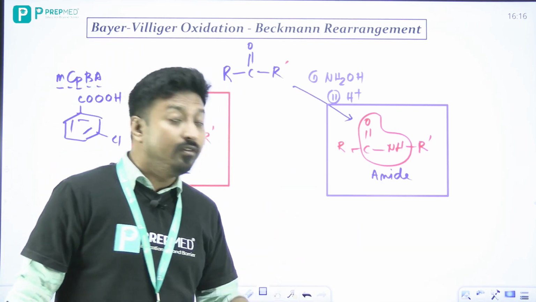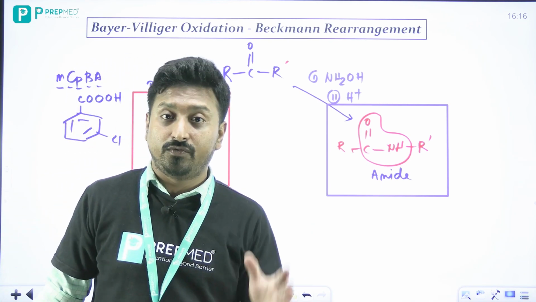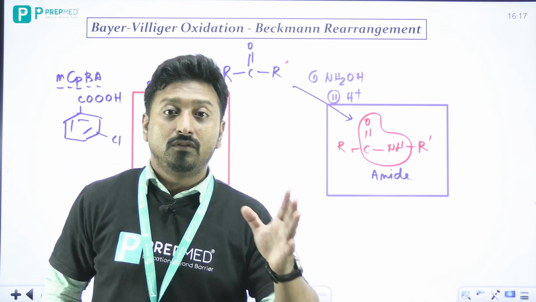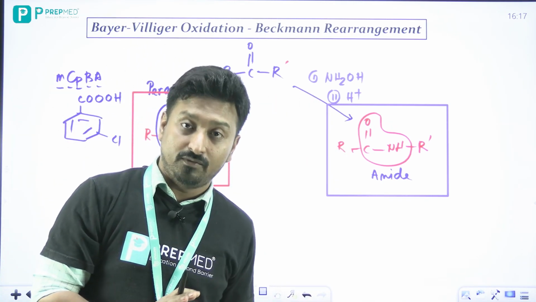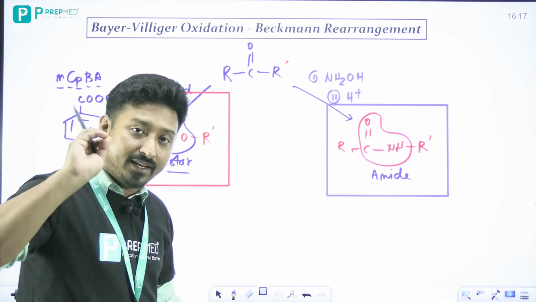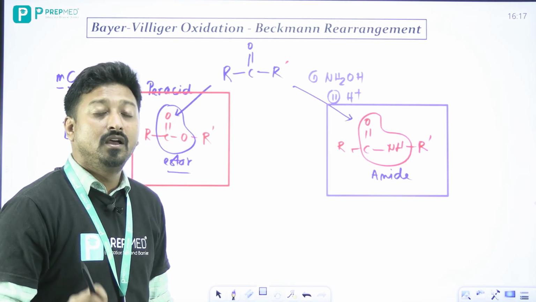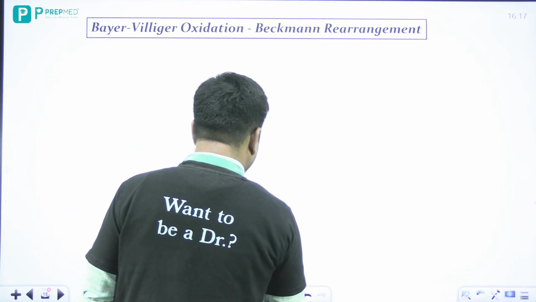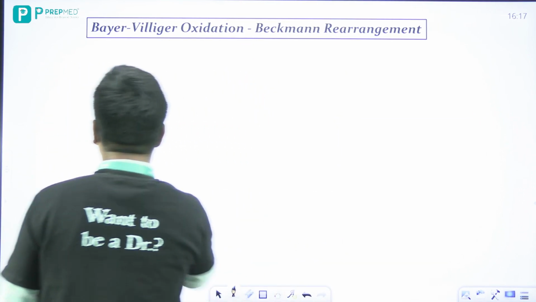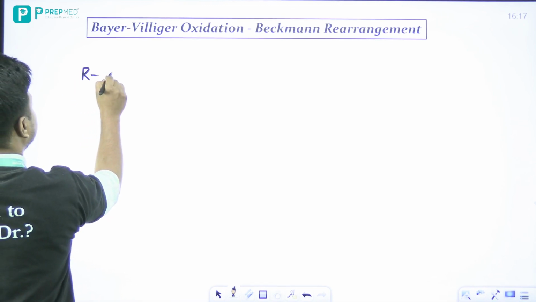And you should watch this video till the end, so don't worry, you will understand everything completely for this part of the reactions. Don't worry, it's a very simple reaction and a very simple mechanism. Okay, let's move. Now in the first case, we have R C double bonded O R, correct?